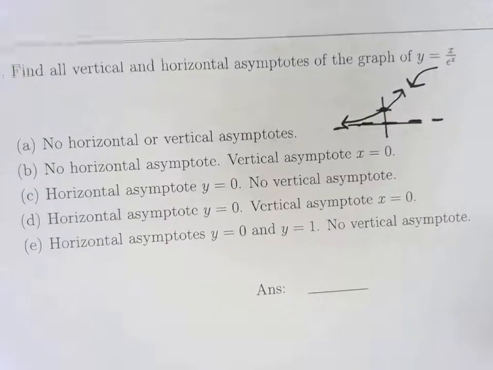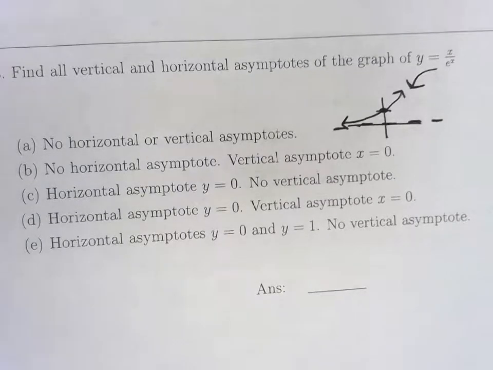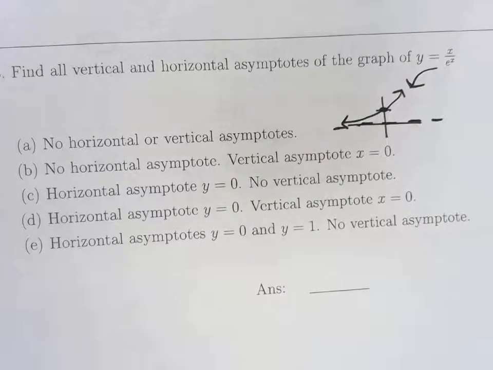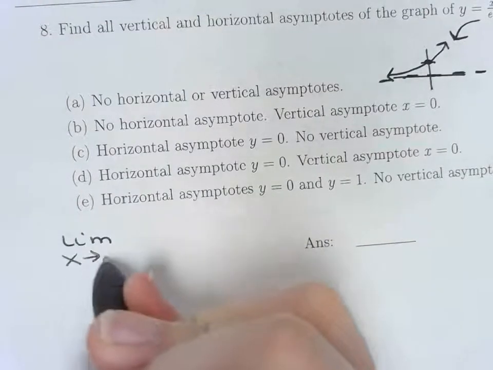Horizontal asymptote, how do I find a horizontal asymptote? Exponents? Yes, except the bottom is not a polynomial, and you can only use the shortcut if you have a polynomial over a polynomial. So I need to find the limit as x approaches infinity.